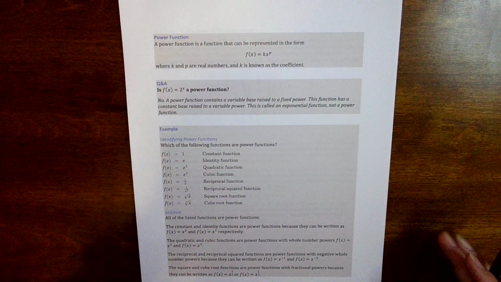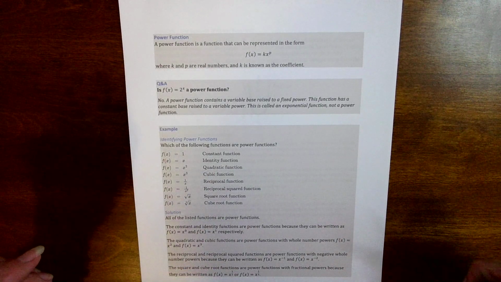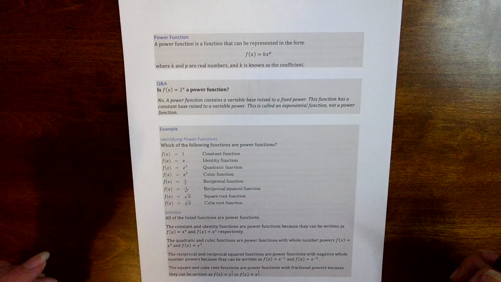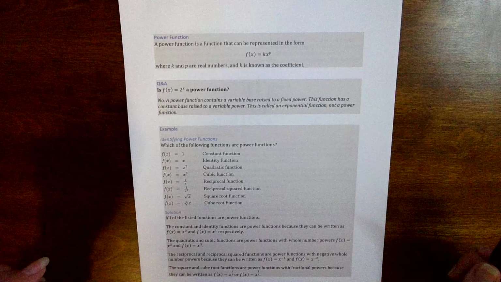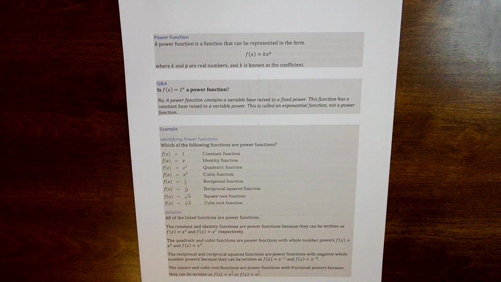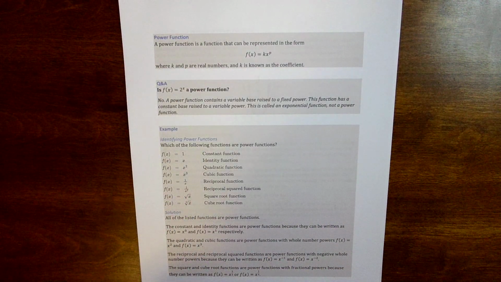Power function, let's talk about that. A power function is a function that can be expressed in the form k times x to the p power, where k and p are real numbers and k is known as the coefficient. So is 2 to the x a power function? The answer is no. A power function contains a variable base raised to a fixed power. This function has a constant base raised to a variable power. This is called an exponential function, not a power function.